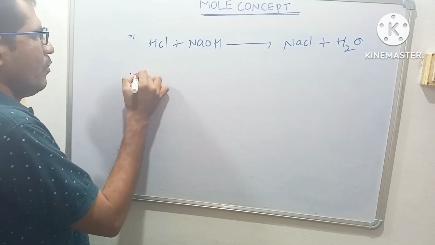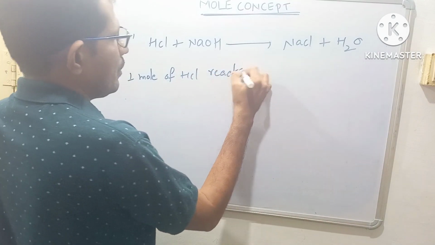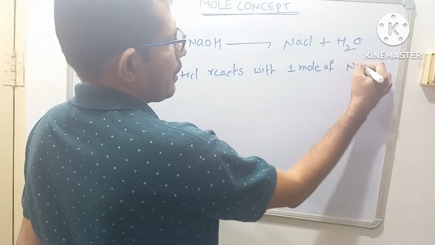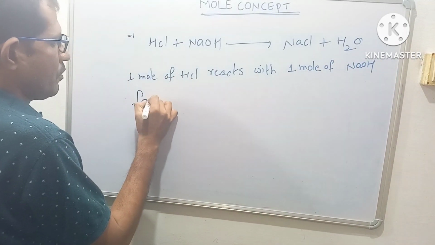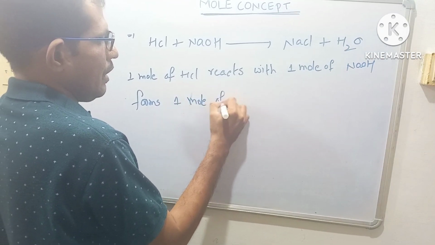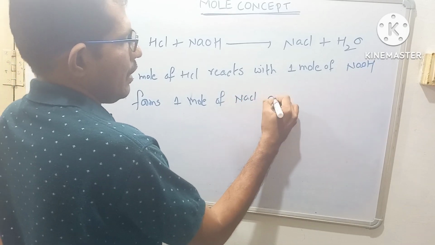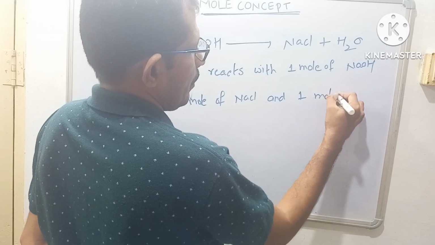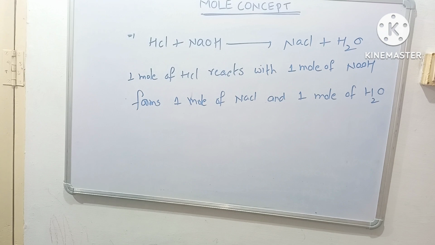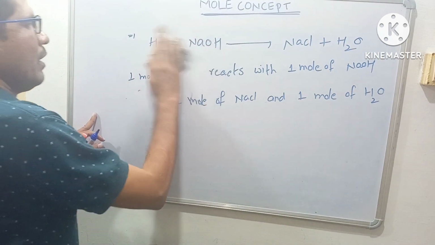So here you can write 1 mole of HCl reacts with 1 mole of NaOH, and forms 1 mole of NaCl and 1 mole of water. Understand this? Okay. 1 mole of HCl reacts with 1 mole of NaOH and forms NaCl and water. Right. I will show you one more reaction for your better understanding.